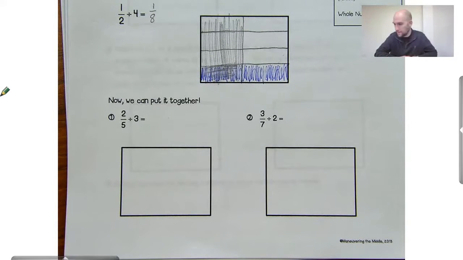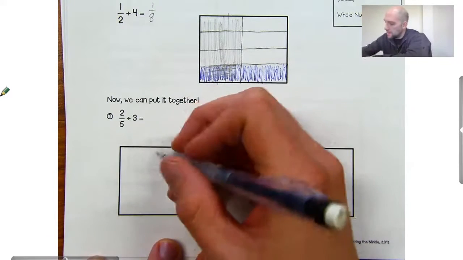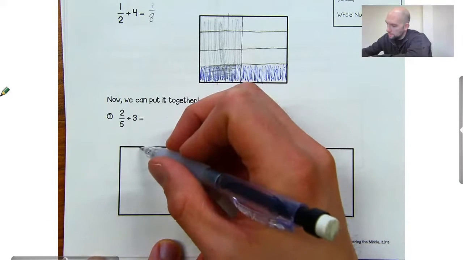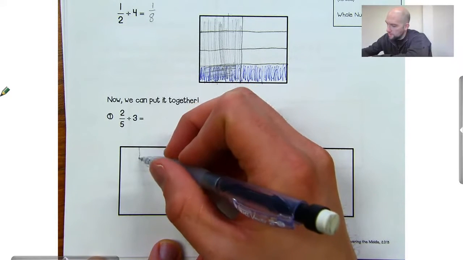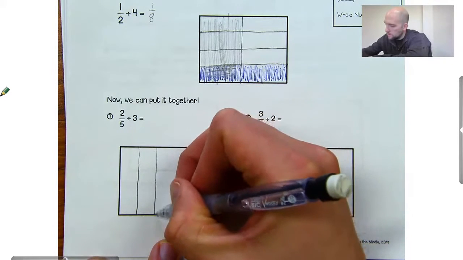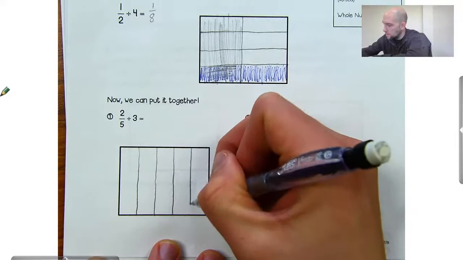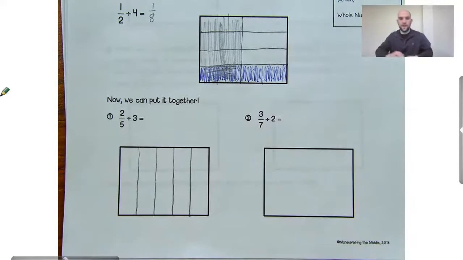So we can put it together. So it's 2/5 divided by 3. So I'm going to make my rectangle into fifths with vertical lines. So I need 4 lines. 1, 2, 3, 4. So I have 5 equal parts there.